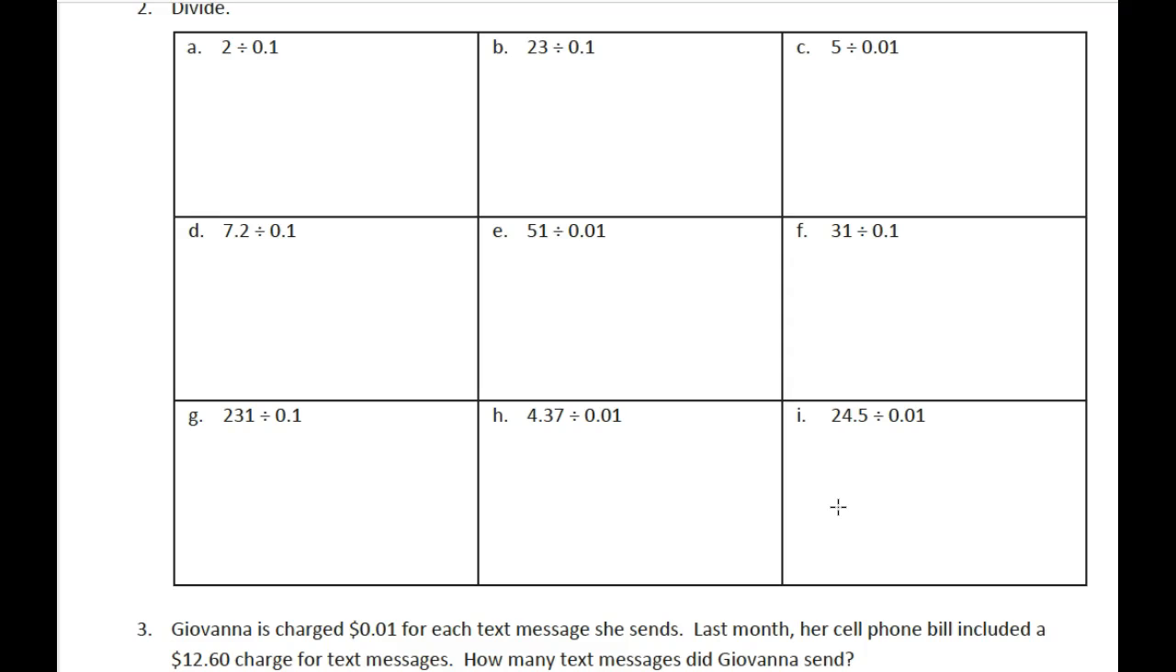Now on these, it's asking us to do the same kind of thing. Think about if this is hundredths, so you have 24 times 100. 1 times 24 is 24, and then we add in 2 zeros. And then we have 5 tenths, which is the same as 50 hundredths. So all together, what does that add up to? 2,450.